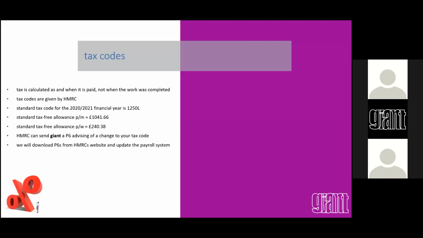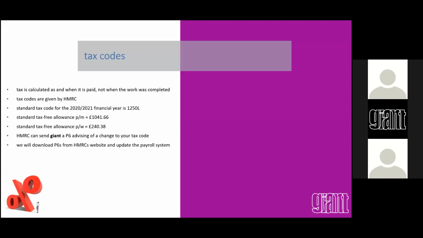In this financial year, the standard tax code is 1250L. This provides a weekly tax-free allowance of £240 and a monthly tax-free allowance of £1,041. To calculate your monthly or weekly tax allowance, you simply take the numeric values. For example, for the 1250L tax code, the L is basically for standard. So this would be £12,500.